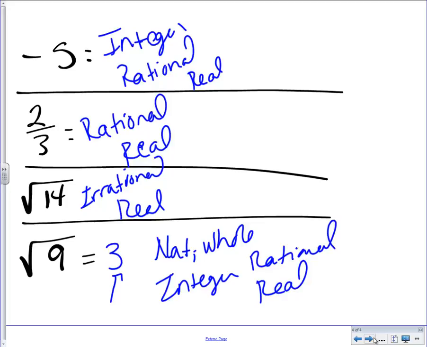So I want you to know that the earlier ones we talked about, they're inclusive. So they actually fall into all of the categories. The only exception is it's either rational or irrational. It can't be both, okay? If it's irrational, it's only going to be irrational and real. If it is rational, it could be everything else that we talked about, okay? All right, let's move on.